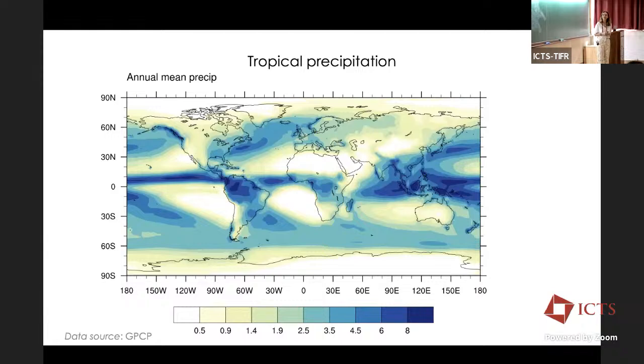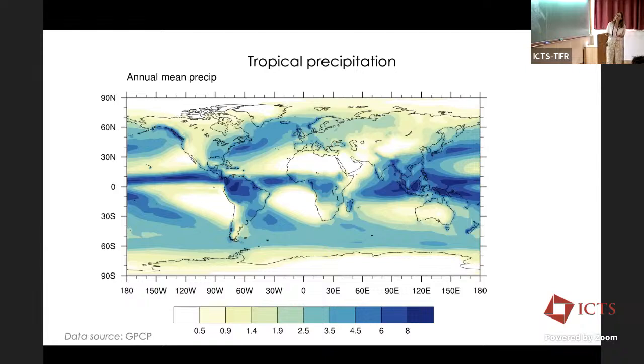showing the distribution of the precipitation with a focus on the tropics. This is the annual mean over the Earth's surface from GPCP. Of course, we are interested, at least here as part of this workshop, in the large-scale atmospheric circulation, its interaction with moist convection and precipitation. So I think that we're all familiar with these patterns.